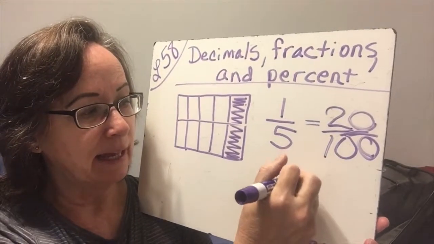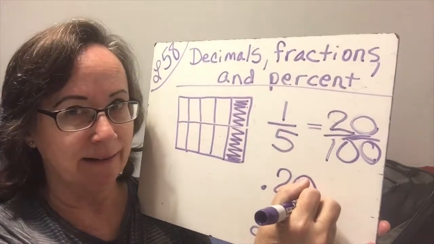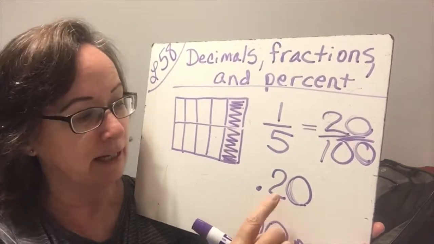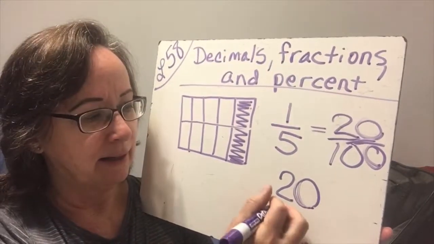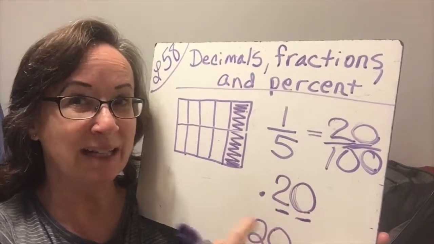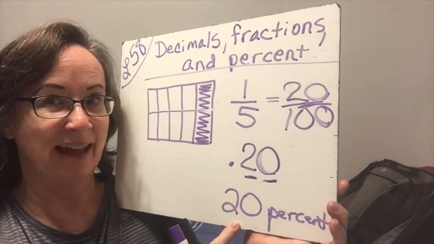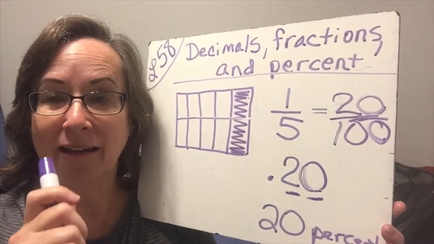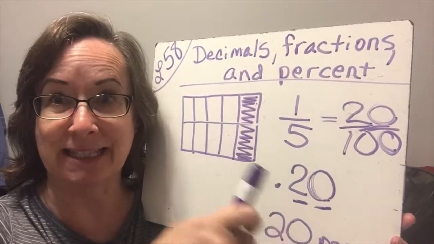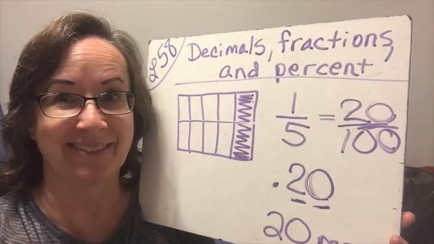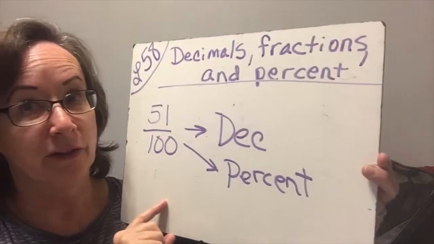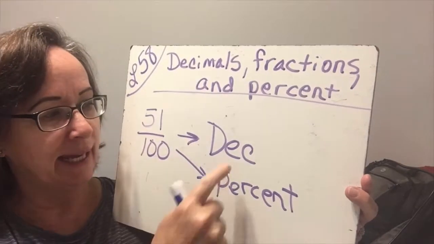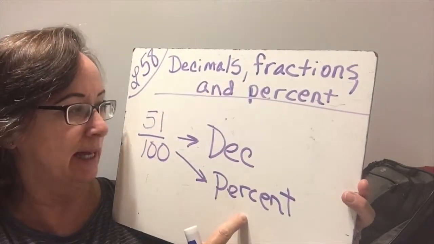Okay, because if I did add a 0 here after the decimal, I can add as many zeros as I want after the last digit, right? So 20 hundredths is the same as 20%. So we're going to be playing around with changing fractions into decimals, into percents, and back and forth and back and forth. Okay, so our first example is to change 51 over 100 into a decimal and into a percent.